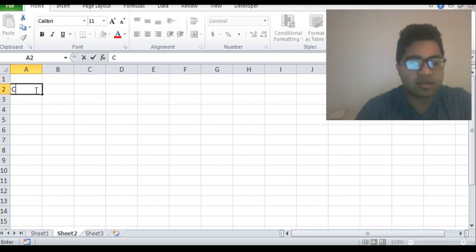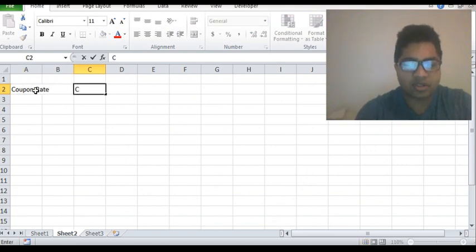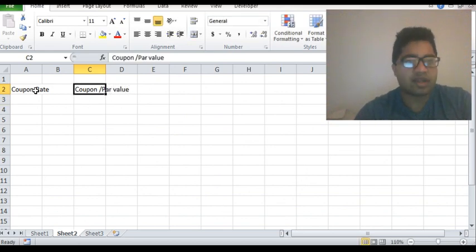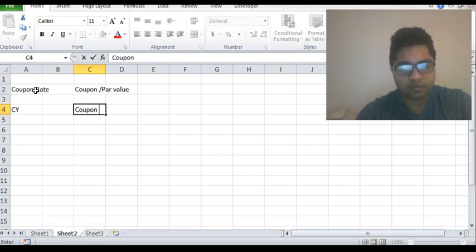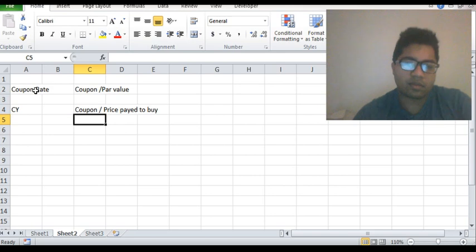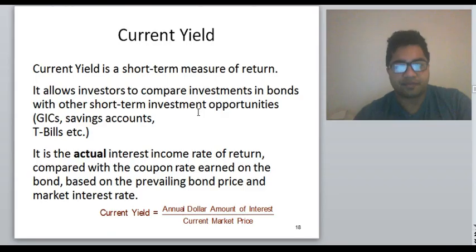So I'm telling you the difference. Coupon rate, the formula for that is coupons that you paid divided by par value. Now current yield is different. If you see the formula for current yield, it is the coupon that you get divided by the price that you pay to buy. Okay, so this is the difference. We divide coupon by par value for coupon rate, and we divide by the price that you paid for current yield.